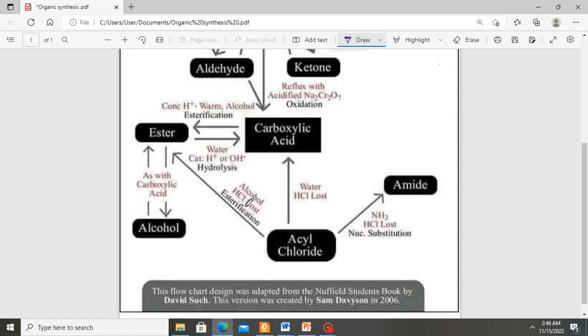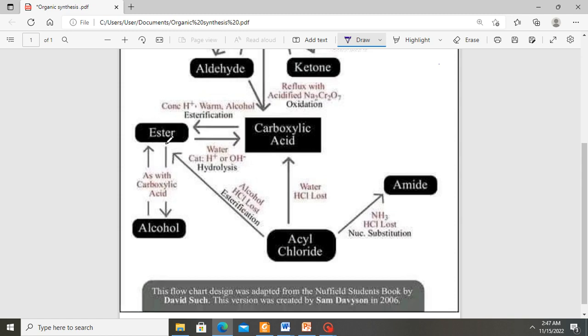With the esterification reaction, the alkoxide ion of the alcohol replaces the Cl group of the acyl chloride to form the ester. So an ester can also be converted to alcohols by hydrolysis. When you hydrolyze an ester, you are going to generate the carboxylic acid and the alcohol. And if you treat alcohols with carboxylic acids, you are going to get back esters.